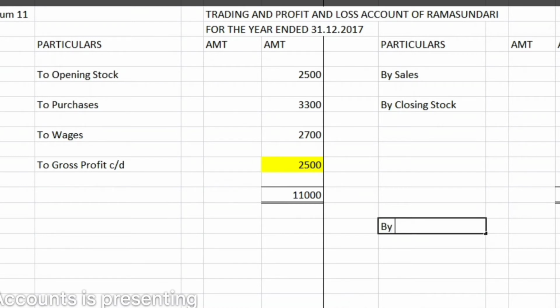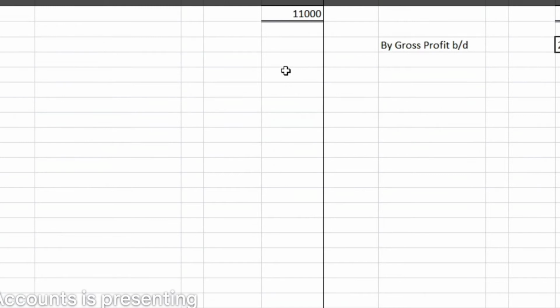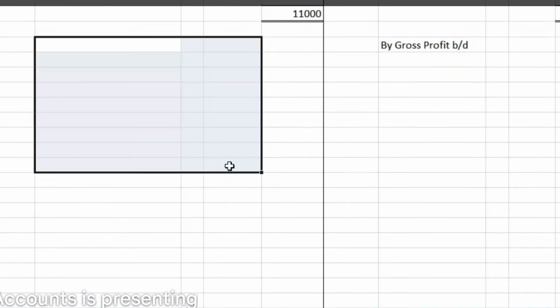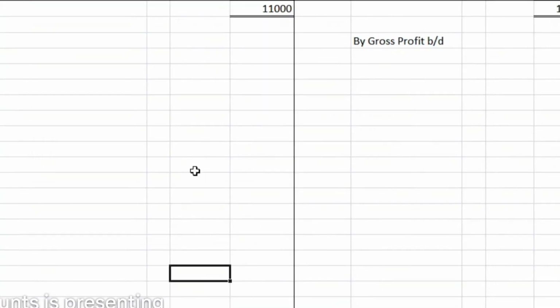So by gross profit brought down. The same amount what you got, 2,500. So with this, when you bring it down, from there is your profit and loss account. Below the total, whatever you do over here will become your profit and loss account. Any format or any items which you have to mug up, or any direct expense that we have to record, 7 items, 10 items, nothing you have.